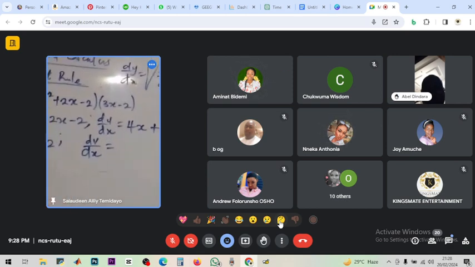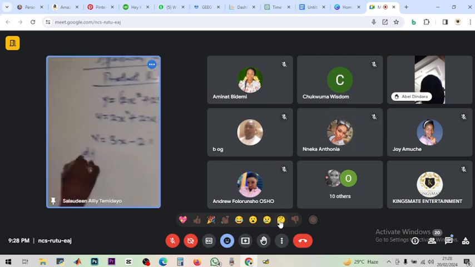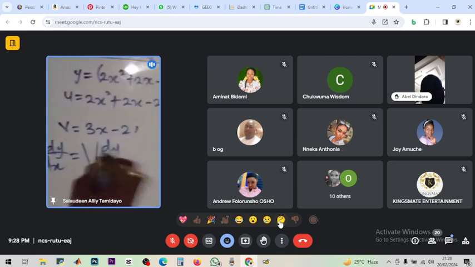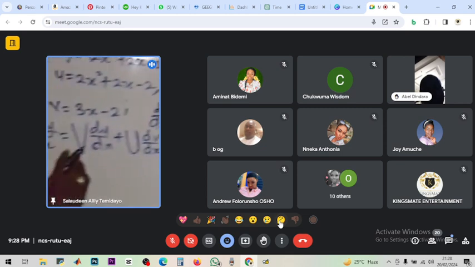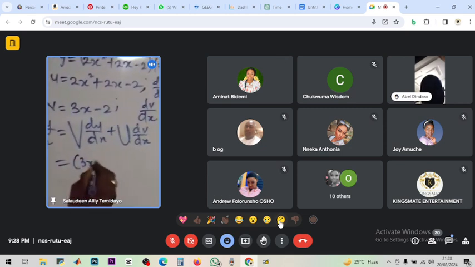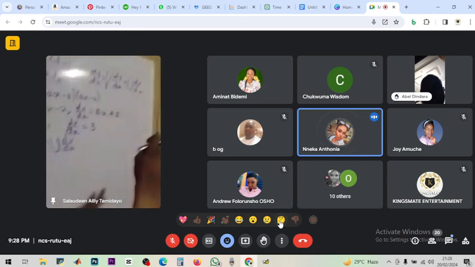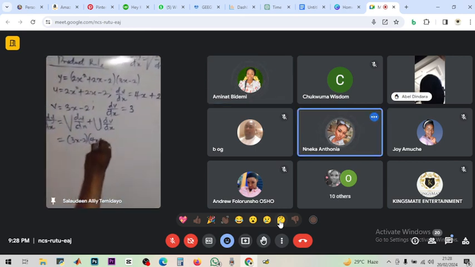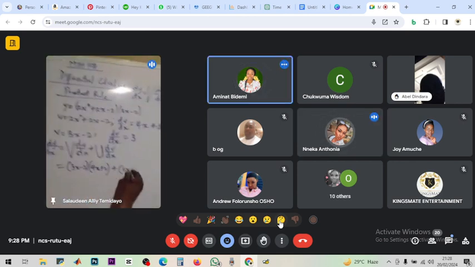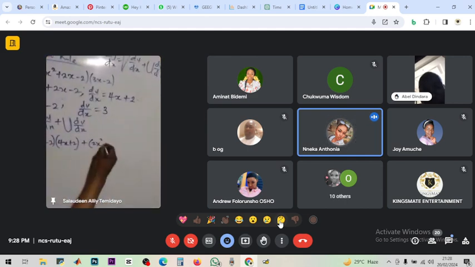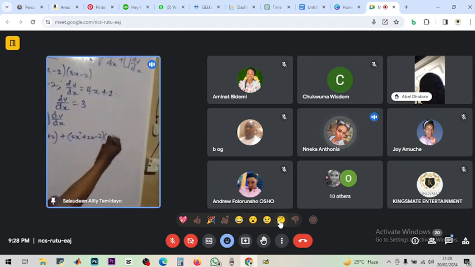So now, differentiate 3x minus 2. 3. That is what? dy/dx equals v du/dx plus u dv/dx. What is v? 3x minus 2, times what is du/dx? We got du/dx to be 4x plus 2, plus what is u? u is 2x squared plus 2x minus 2, times what? What is dv/dx? Times 3.